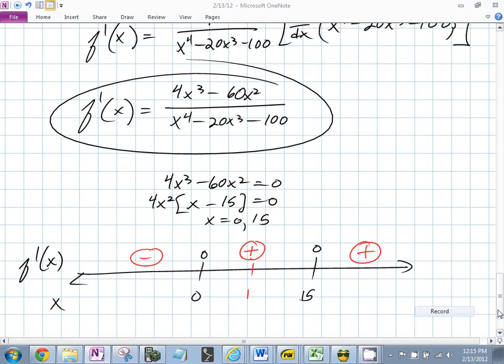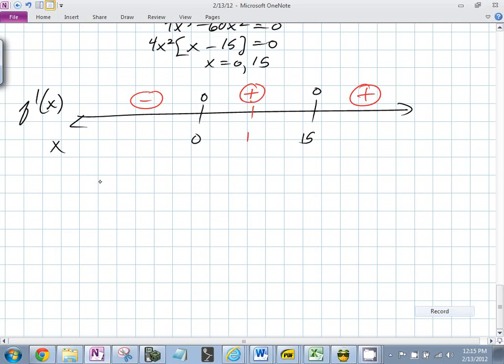Be very careful how you answer this. Can someone tell me where it is decreasing? Someone raise their hand and tell me carefully, where is it decreasing? Go. Soft bracket. Yep, negative infinity to 0, yep.